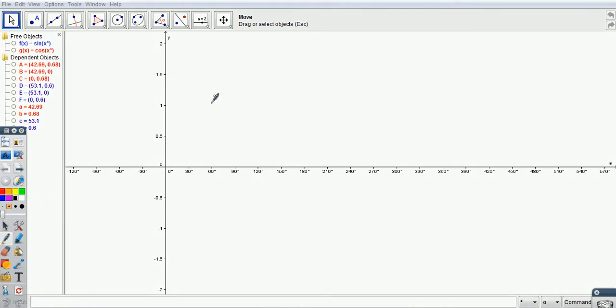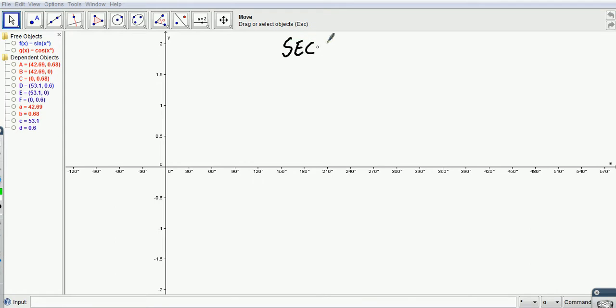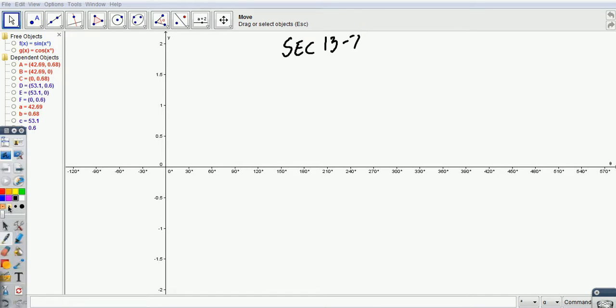So this is continuing section 7, or what is it? Oh, that's a little thick. 13.7, right? That's a little thick. Let's take that down a notch, about right there. And we'll make it a different color. Alright, so it's section 13.7. And what we're going to do, we talked about this yesterday.